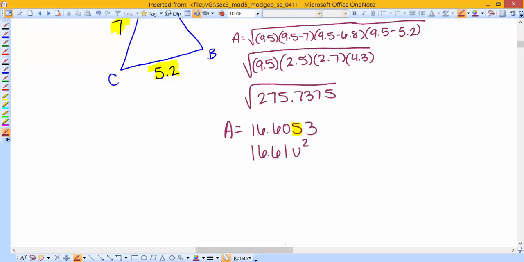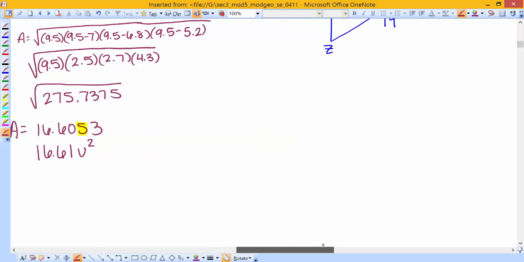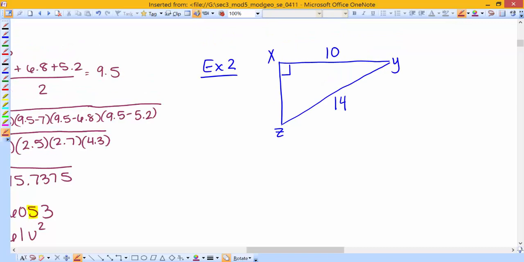You do have a lot of practice in your RSG on using this formula. And there are also more triangles that you can practice this on in the worksheets that are on our website for Module 5. So you can check those out and practice.